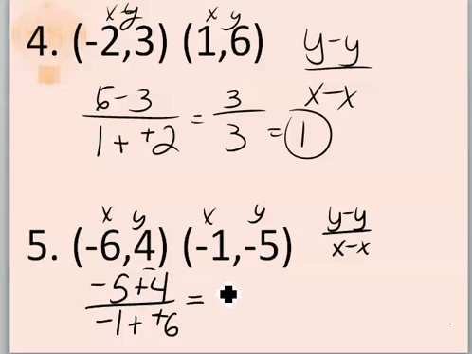Negative 5 plus negative 4 is negative 9. Negative 1 plus 6 is positive 5. So we have a slope of negative 9/5. The improper fraction is perfectly fine for these because we'll need to plug in the slope to find the equations of lines.